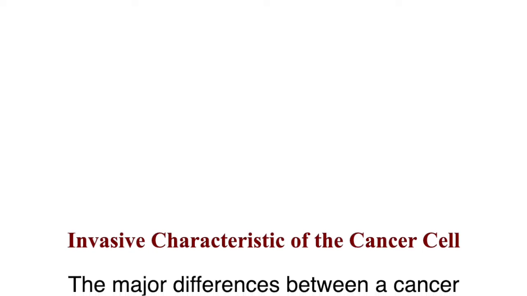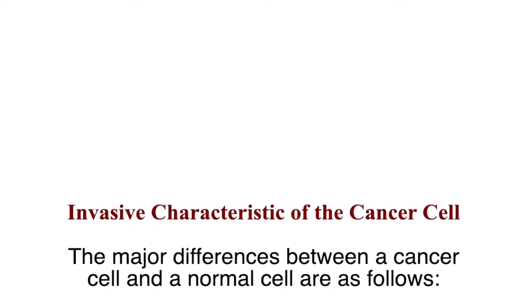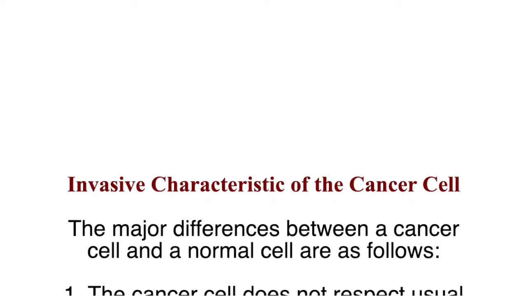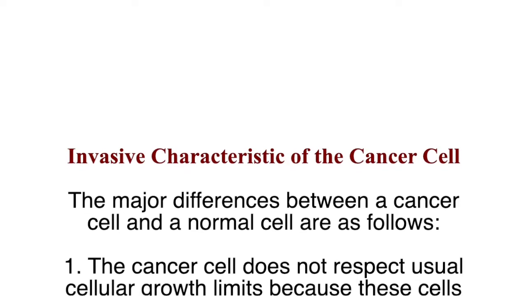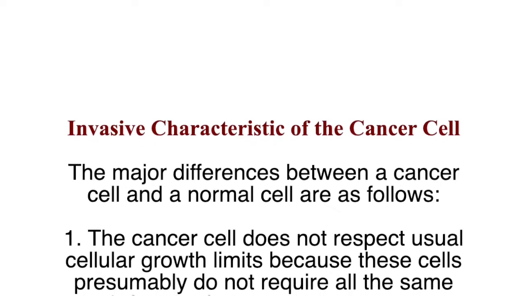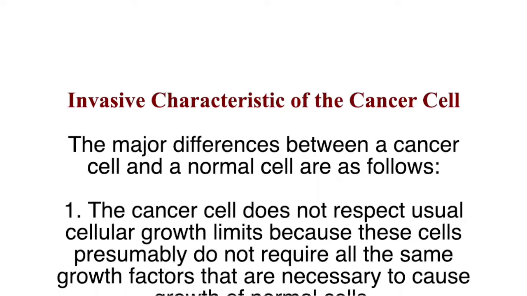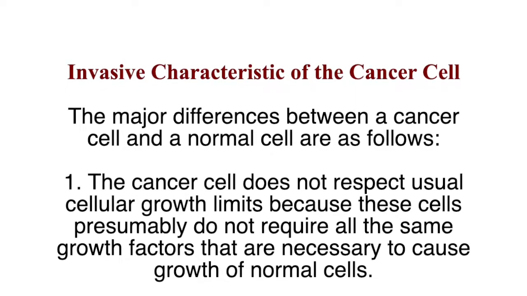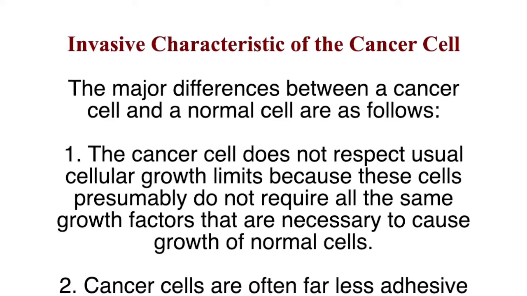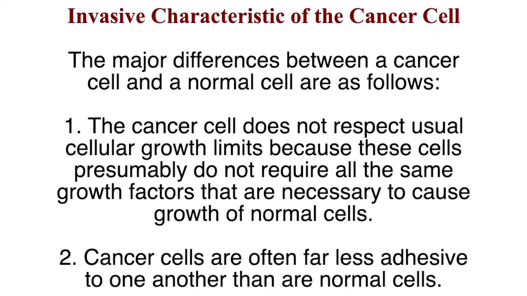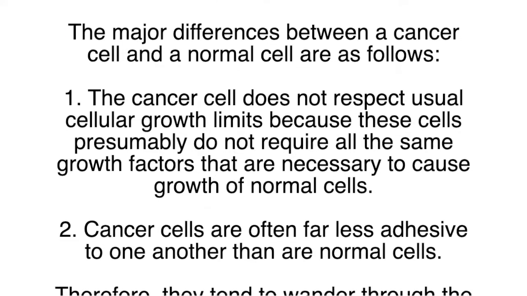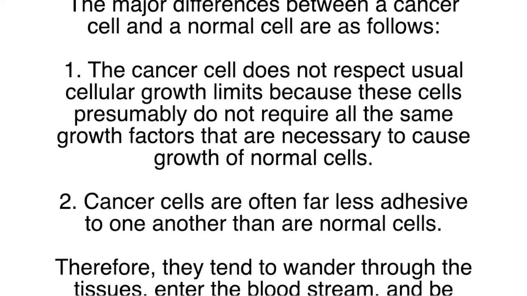Invasive characteristics of the cancer cell. The major differences between a cancer cell and a normal cell are as follows. 1. The cancer cell usually does not respect cellular growth limits because these cells presumably do not require all the same growth factors that are necessary to cause growth of normal cells.